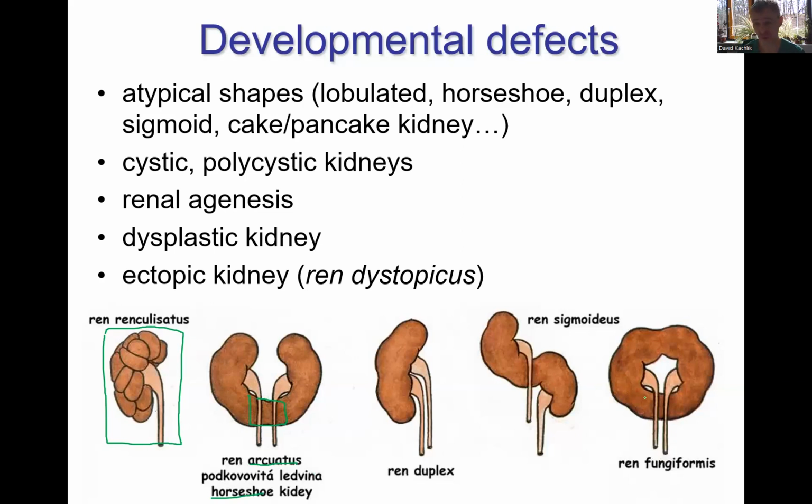They can fuse not only with the lower, but also with the upper poles. So then it forms the so-called fungiform kidney in Latin. In English, it's called cake or pancake kidney. And the aorta goes in between here, so it can sometimes compress the inferior vena cava. And it can fuse on one side, then we have a doubled kidney, or it can fuse the inferior pole of one and the superior pole of the other. So then we have these S-shaped or sigmoid ones. So this concerns the shapes.